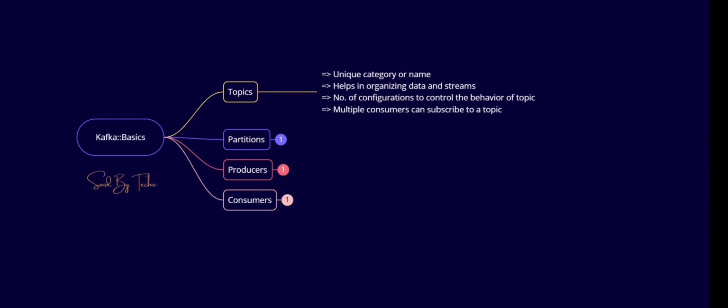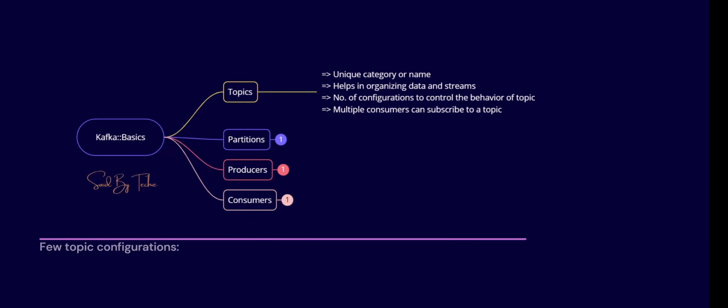So if I want some particular data to reach a consumer, I will put that data to a particular topic, let's say topic A. And I have another topic B where I need some additional data which is not required by another consumer, so I will produce it to topic B. This is how topics are helpful in organization.